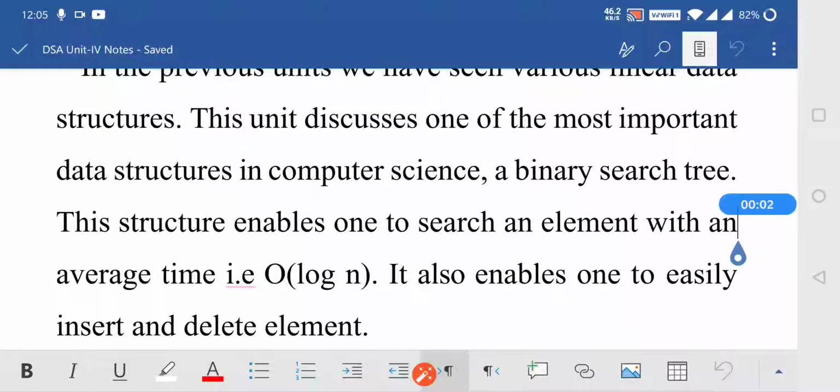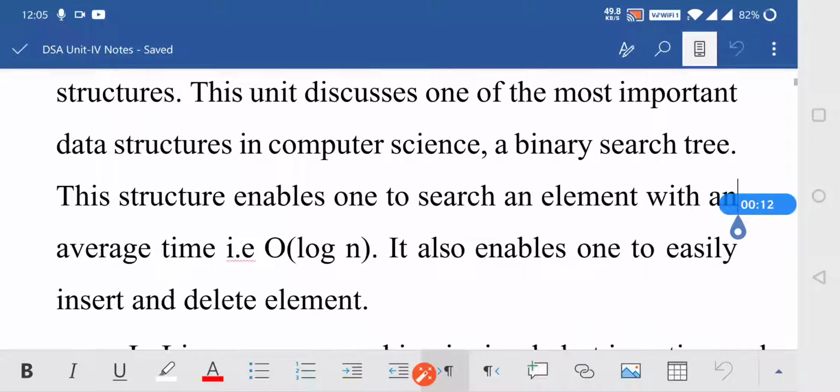So, dear friends, dear students, we have seen the various data structures in the previous sections, and this unit will be discussing the most important data structure, that is binary search tree. And for that, first we will see what is tree, what is binary search tree, and which are the basic terminologies of binary search tree.